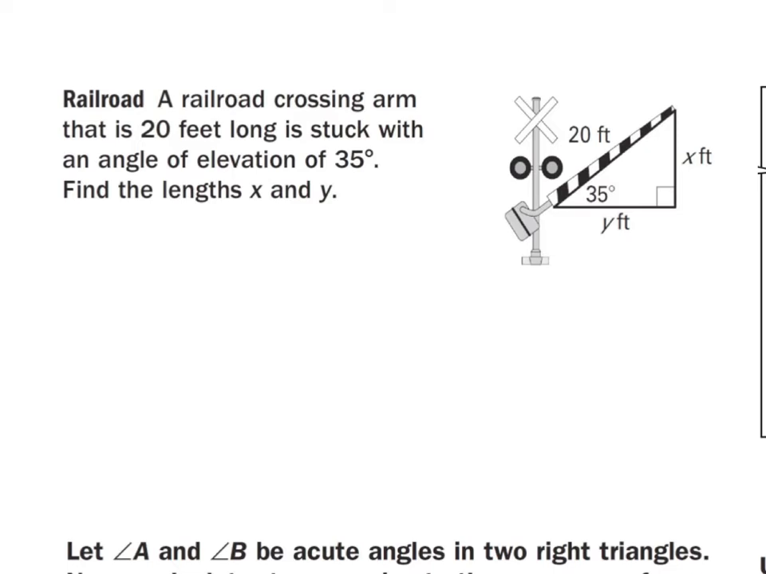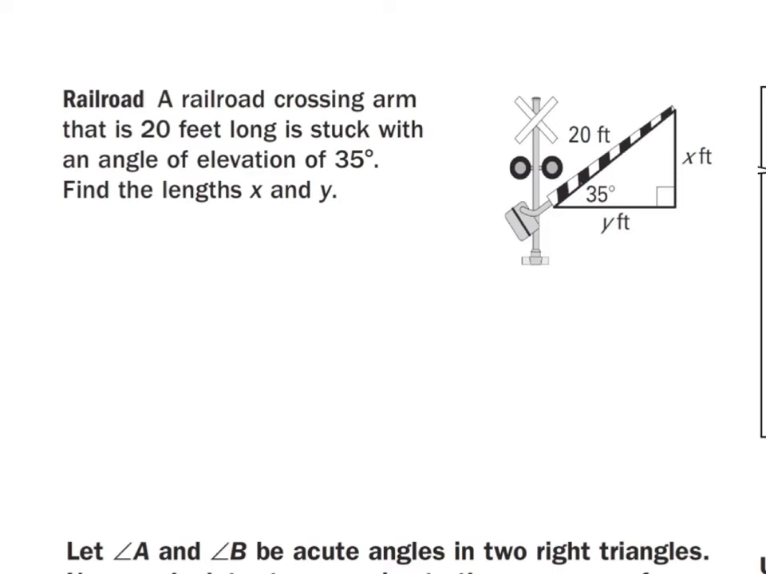All right, so a railroad crossing arm that is 20 feet long is stuck with an angle of elevation at 35 degrees. Find the lengths of x and y. So it doesn't matter which one you choose first. I'm just going to go ahead and pick x to solve.